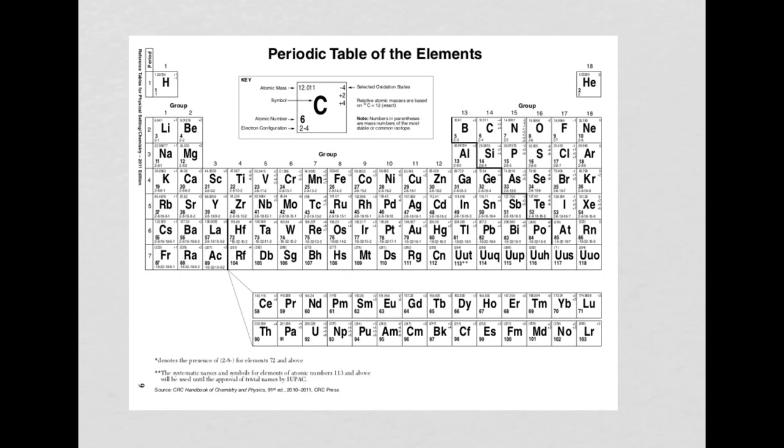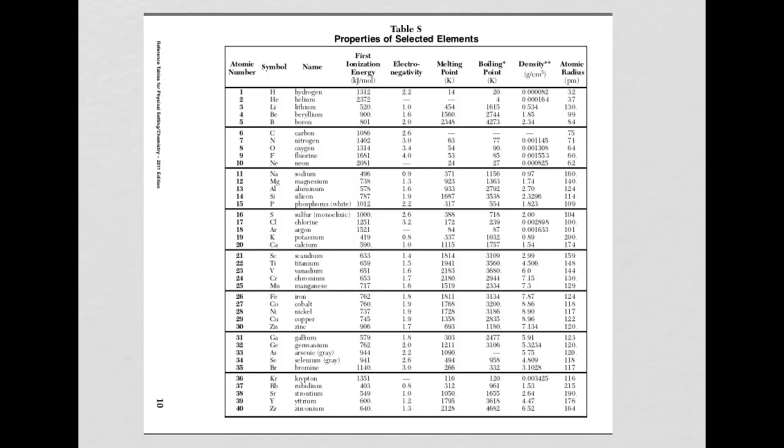All right, so we go to group 15. Pick three elements in group 15: nitrogen, phosphorus, arsenic. Now we want to know what's going on with electronegativity and first ionization energy. All right, let's go back to Reference Table S. Where is nitrogen? We have nitrogen, phosphorus, arsenic, and we want to just see what the trend is.